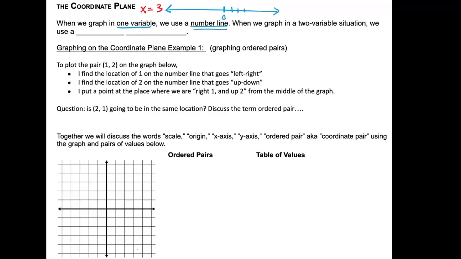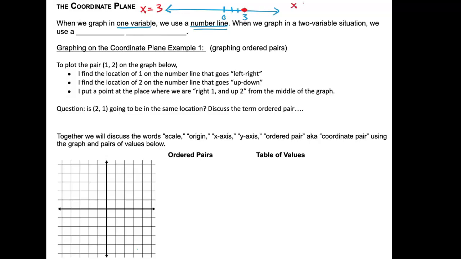And so we would draw a number line, we would find 3, and we would plot a point at 3, and that's how we would graph x equals 3. And in a number line, it only is in the horizontal. It's only in, basically, one dimension. So you can go left, you can go right, and that's it. I'll give you another example.